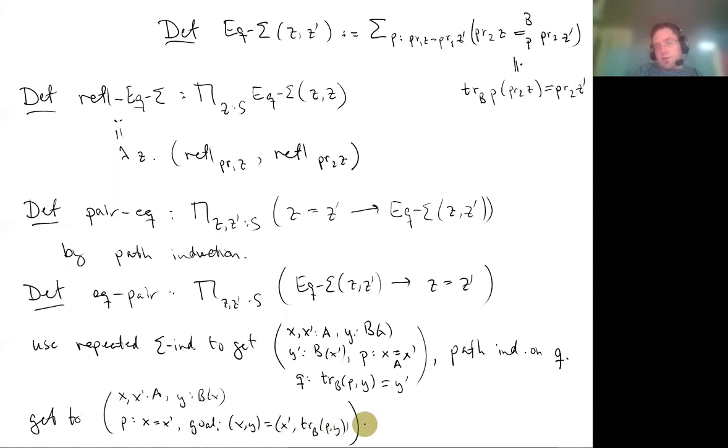Okay, and then we can do a path induction again. Path induction on p, because again we're doing something for every x prime and a p that identifies x with x prime. So it suffices to do whatever we have to do in the case where p is the reflexivity path and x prime is judgmentally x. So now we are reduced to a situation where we just have the x in a and the y in b of x.